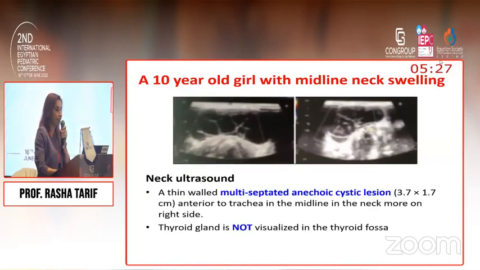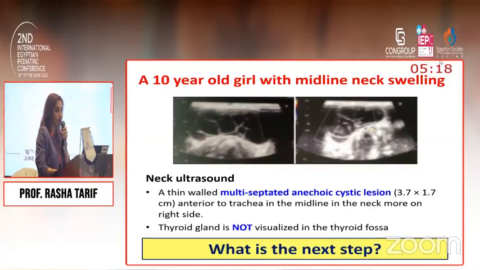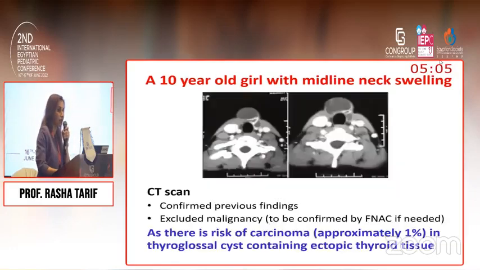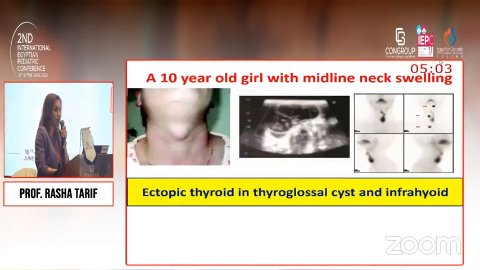We did an ultrasound. We found a multiseptated cystic lesion. We did not find thyroid gland, so it's not visualized in the fossa. So when we do not see the thyroid gland by ultrasound, we have to do a thyroid scan. We found ectopic thyroid gland near the hyoid and inside a thyroglossal cyst. And this was confirmed by CT scan. So the diagnosis here is ectopic thyroid in a thyroglossal cyst and infrahyoid.